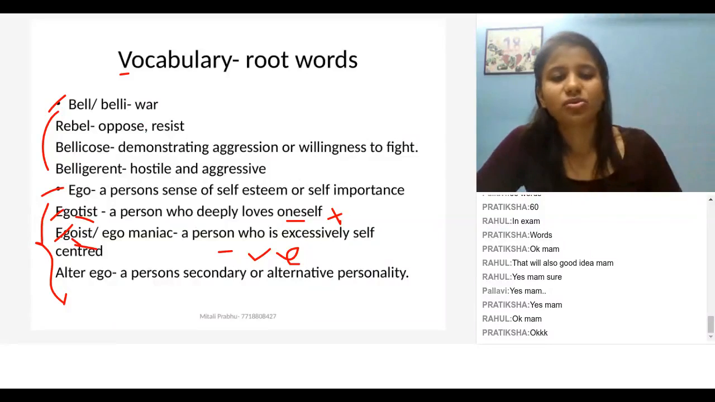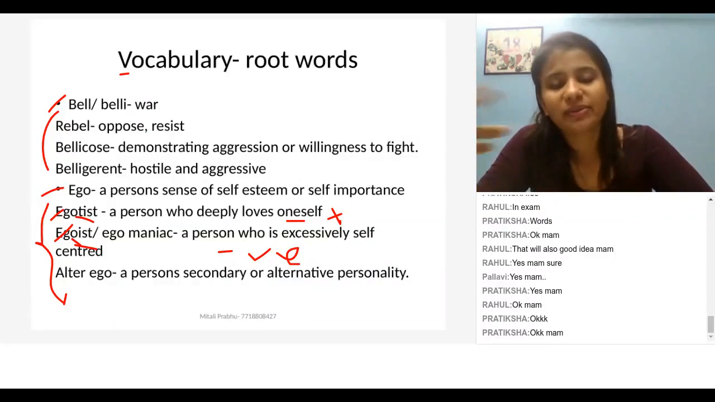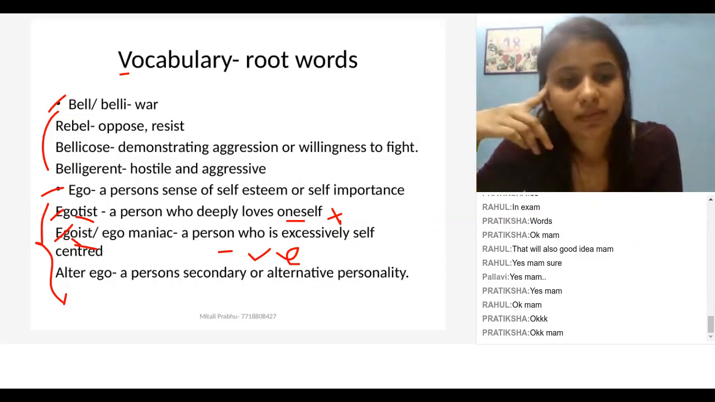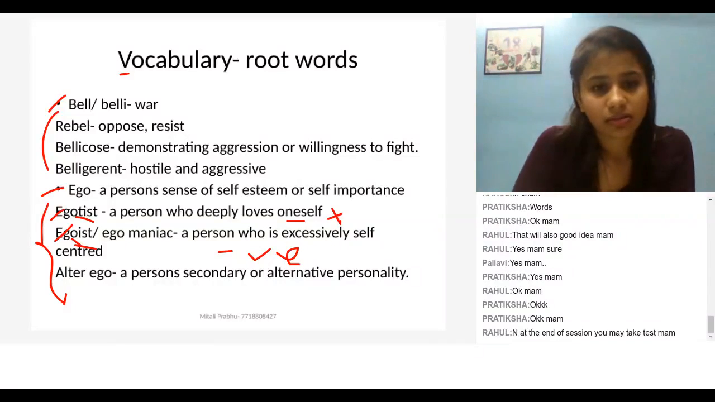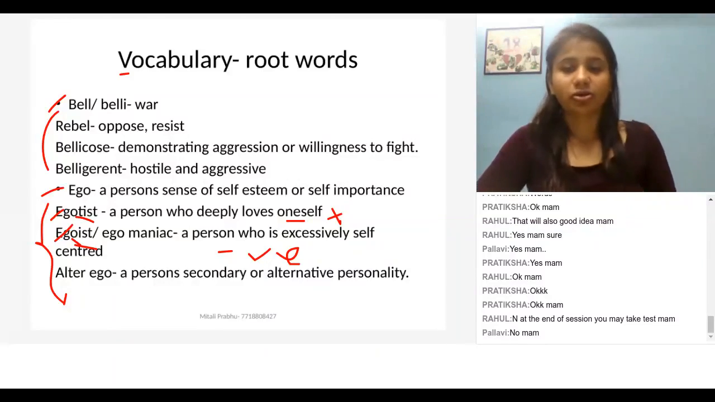And don't worry about these rules. See, if you read the slide once or twice, you're going to be well used to it, okay? Anything else you want to ask? Okay, test. So after every lecture, I'll ask you all about the vocabulary.